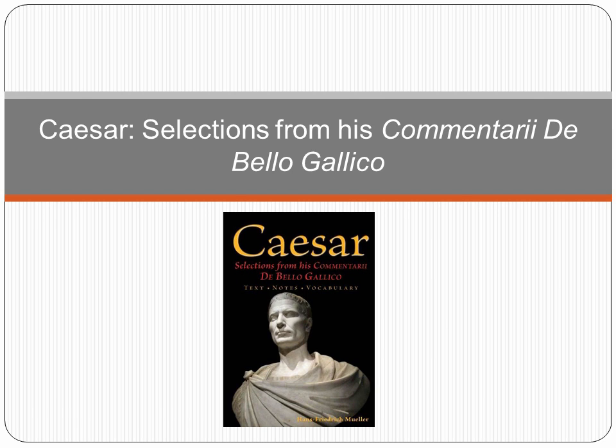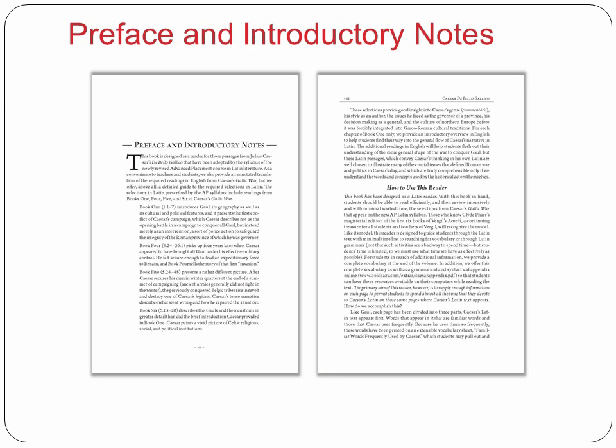Hello, welcome to the teaching overview for Caesar, selections from his Commentarii De Bello Gallico by Hans Friedrich Müller. This text contains all the lines from the Caesar portion of the AP syllabus. The preface and introductory notes give a general overview of the selections in Latin prescribed by the AP syllabus, including the readings from books 1, 4, 5, and 6 of Caesar's Gallic War.